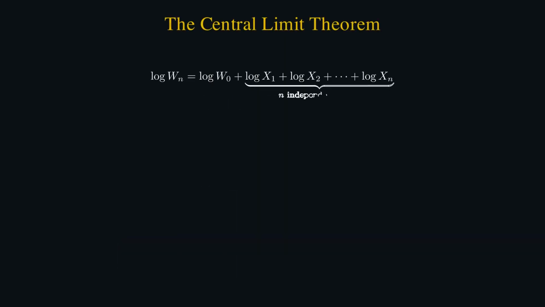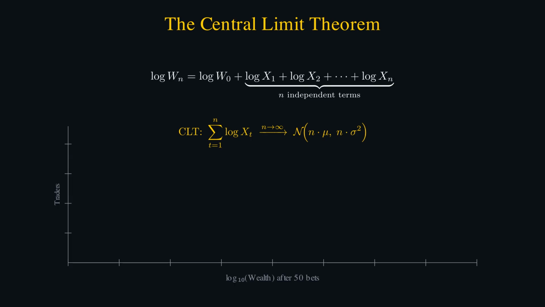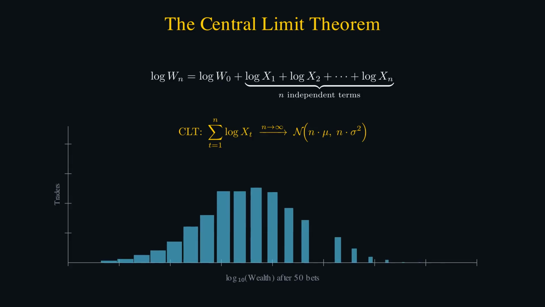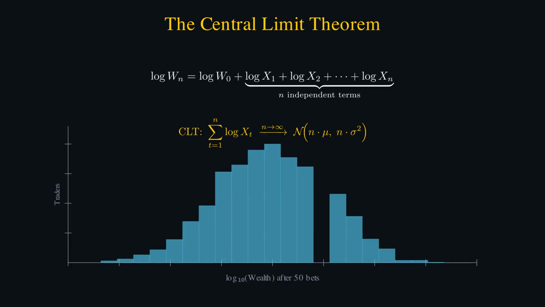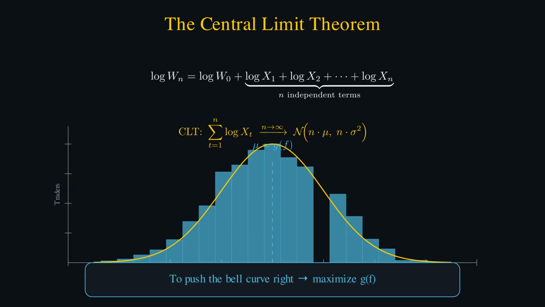Remember the log sum? Each log X_t is independent and drawn from the same distribution. By the central limit theorem, this sum converges to a normal distribution. Let us simulate it. 2,000 traders each make 50 Kelly bets. Their final log wealth forms a histogram. And there it is, a beautiful bell curve. The mean is G(f), the expected log growth rate. To push the whole bell curve to the right, maximize G(f). That is exactly what Kelly does.